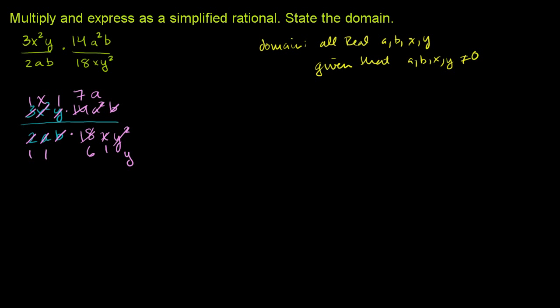So what are we left with? In the numerator, these 1's we can ignore. That doesn't really change the number. We have a 7 times a times x. That's what we have in the numerator. And in the denominator, we just have a 6y. And we have to add the constraint that a, b, x, and y cannot equal 0.